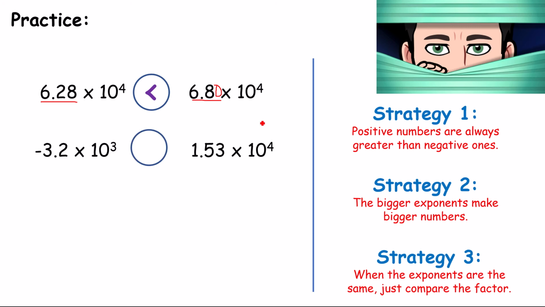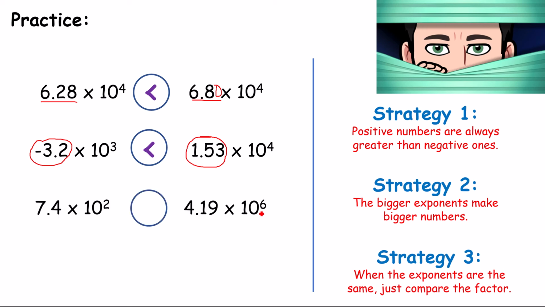I'm going to go ahead and hop right in. Strategy number 1, positive numbers are always greater than negative numbers. This one is positive. This one is negative. This is also a less than. I didn't even need to try strategy 2 or strategy 3. Love it when that happens. How about this one? Let's see.